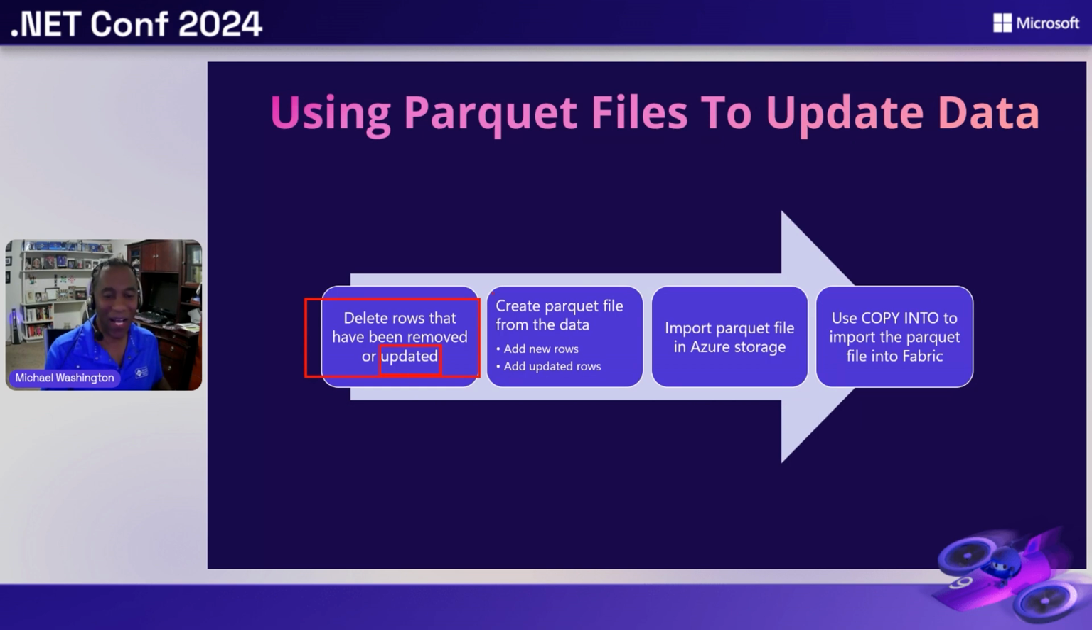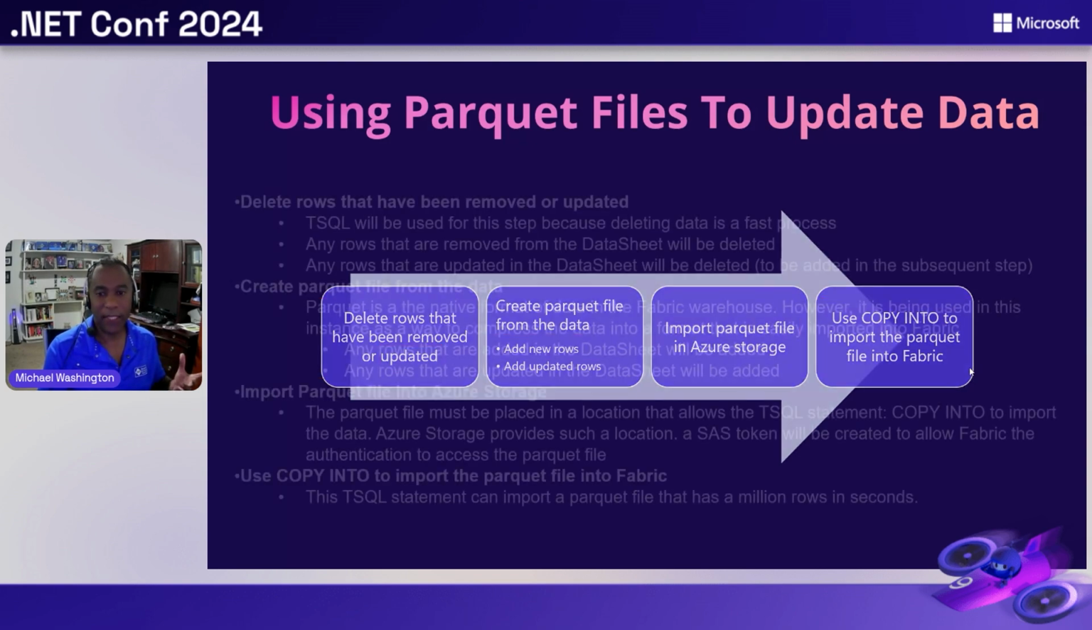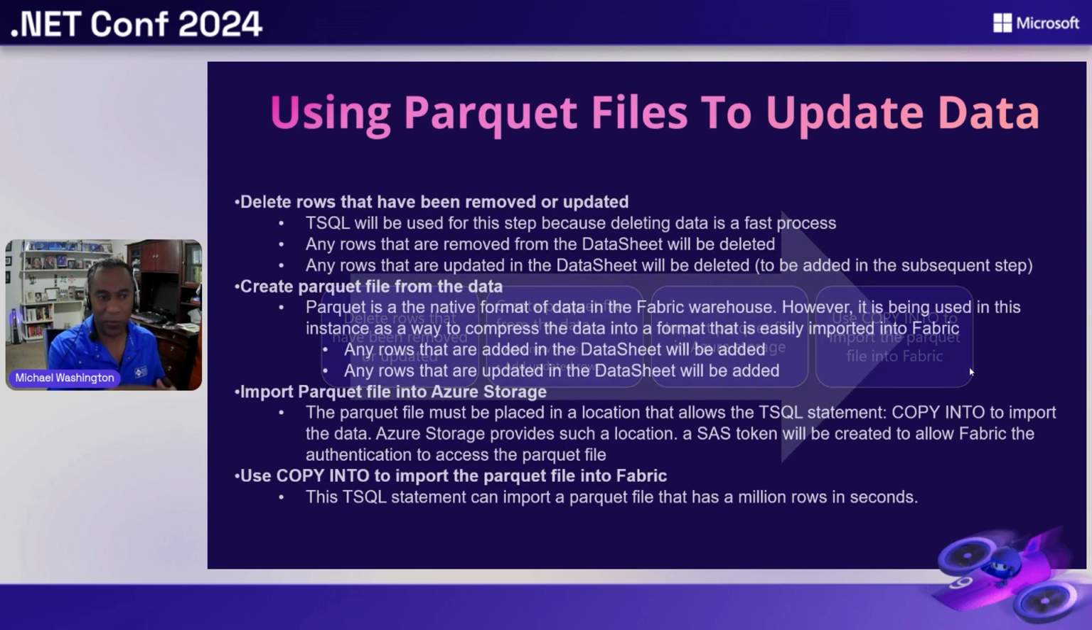And the reason why is the next step is it creates a Parquet file with any new rows, that part's obvious, but also any updated rows. Then it puts that Parquet file in Azure Storage, like I showed before, and then uses a COPY INTO to import it into Fabric. So when they hit the save button, it takes about 15 to 30 seconds for the save to actually happen.